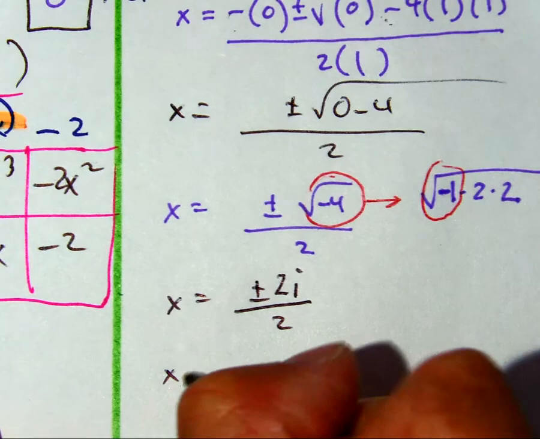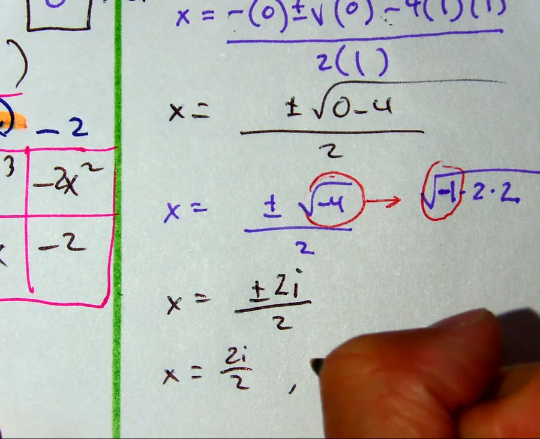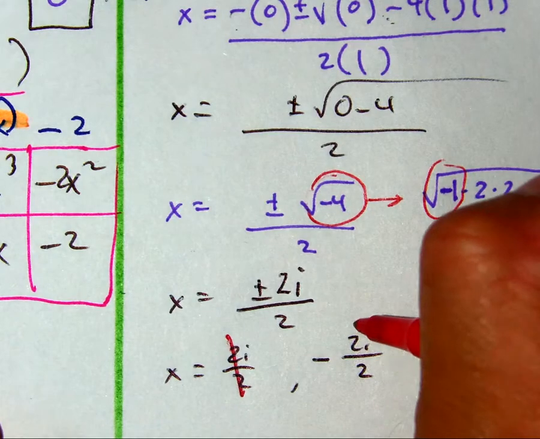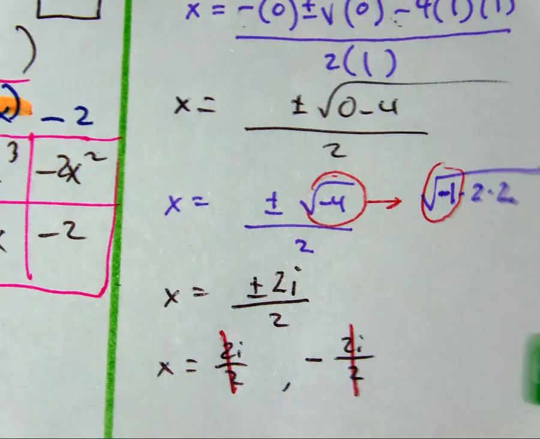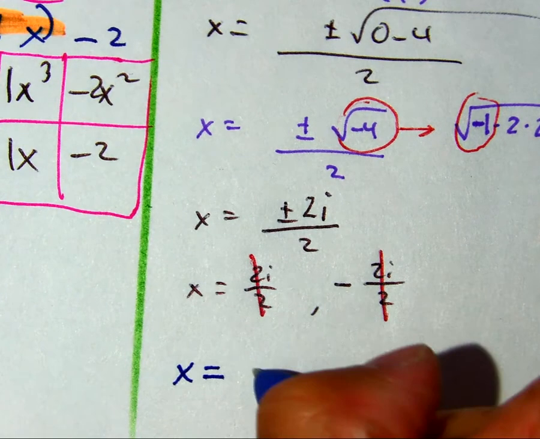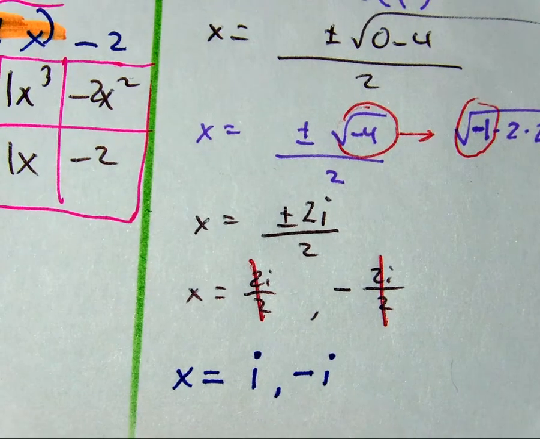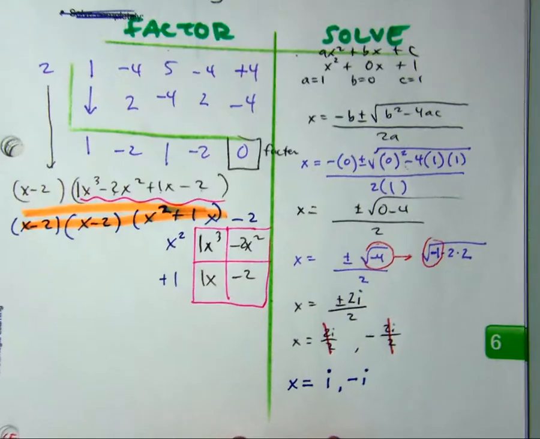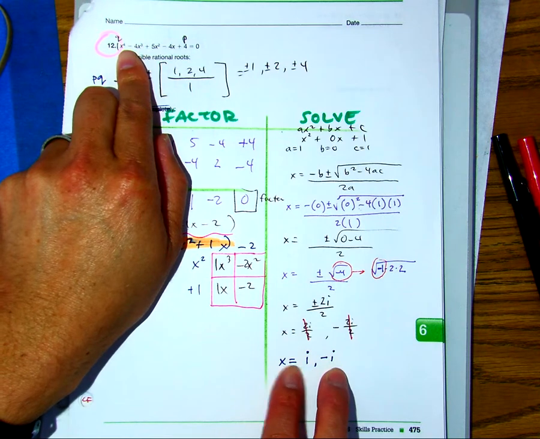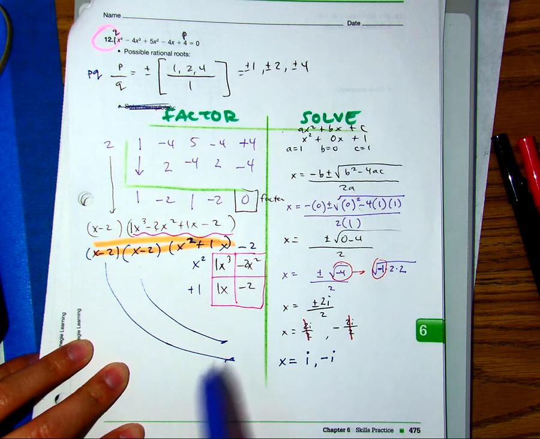So if you write out your two solutions, you have 2i over 2, and you have a negative 2i over 2. Your 2's cancel. And these are our solutions so far. X equals i, negative i. And remember, what was our degree of the problem? Our degree was 4, but I only have 2 solutions here. So where are the other 2? X is equal to what?